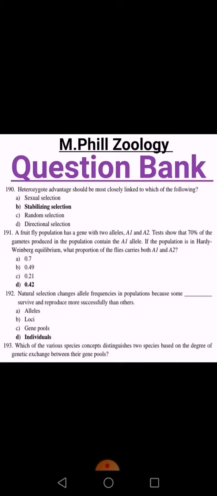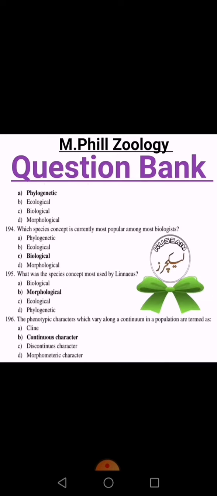Next, natural selection changes allele frequencies in population because some individuals survive and reproduce more successfully than others. Right option is D. Which of the following various species concept distinguishes two species based on the degree of genetic exchange between their gene pools? That is phylogenetic.